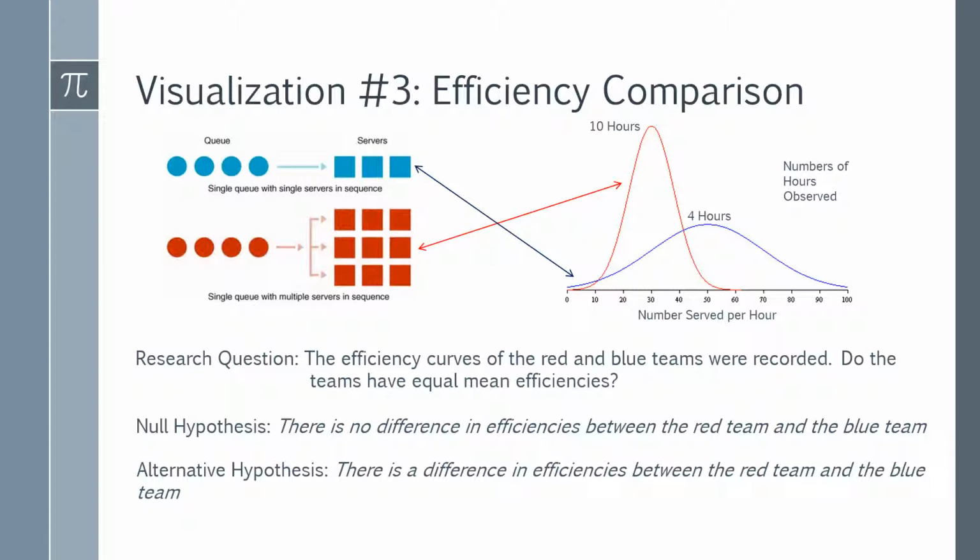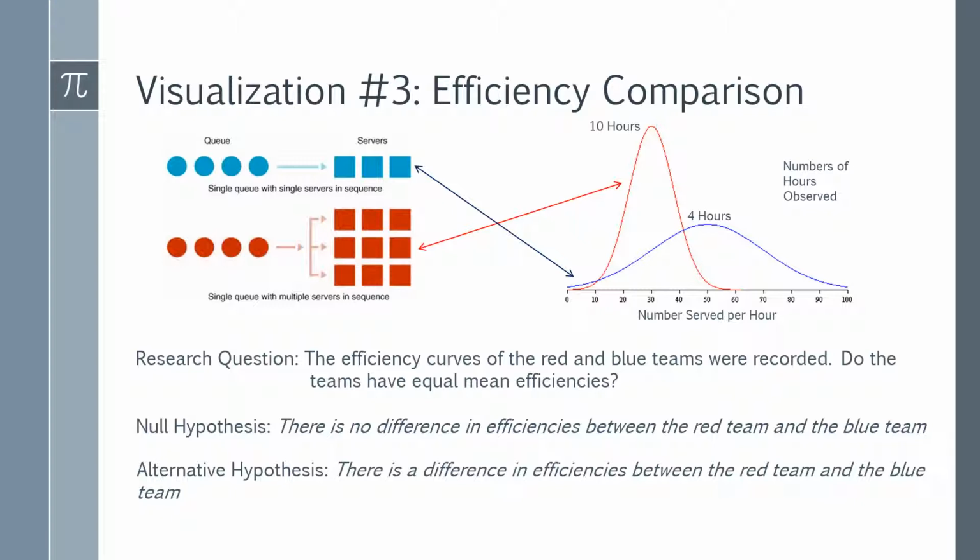The research question is, the efficiency curves of the red and blue teams were recorded. Do the teams have equal mean efficiencies? So when we set up the null hypothesis, we can set it up as there is no difference in efficiencies between the red team and the blue team. And the alternative hypothesis would be there is a difference in efficiencies between the red team and the blue team.